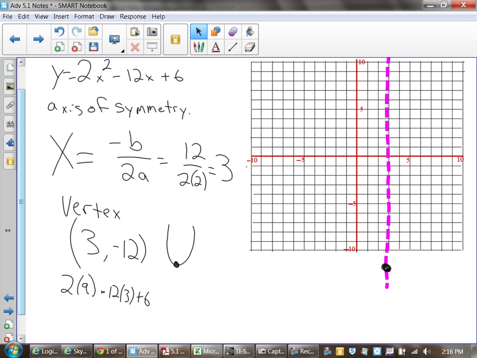So now I know that I have a vertex at (3, -12), axis of symmetry at x equals 3, and I know it's opening upward. So what we have to do now is identify some very simple symmetric twins.